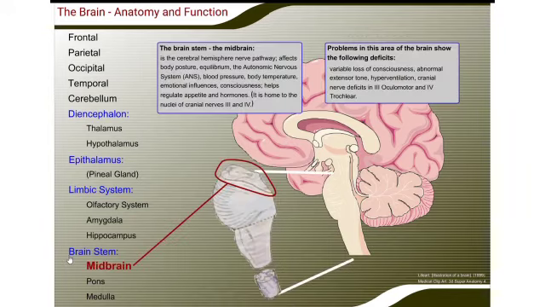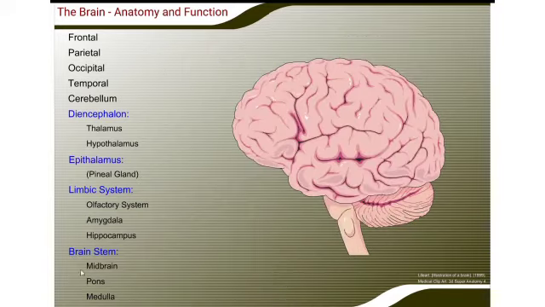The brainstem. The midbrain is the cerebral hemisphere nerve pathway. It affects body posture, equilibrium, the autonomic nervous system, blood pressure, body temperature, emotional influences, consciousness, and it helps regulate appetite and hormones. Problems in this area of the brain show the following deficits: variable loss of consciousness, abnormal extensor tone, hyperventilation, and cranial nerve deficits in 3 oculomotor and 4 trochlear.